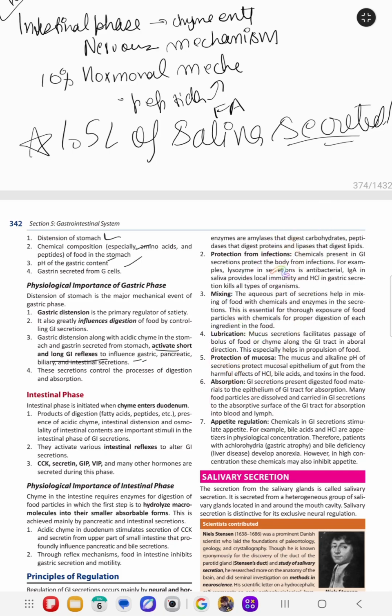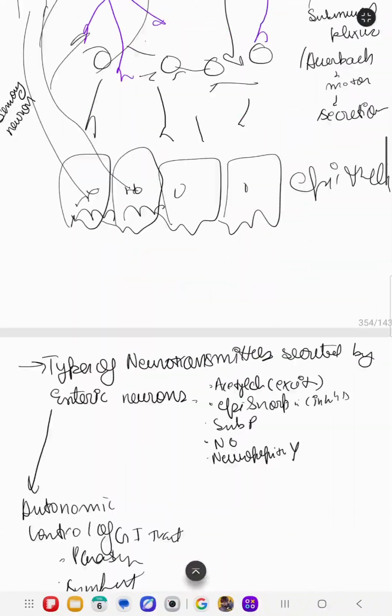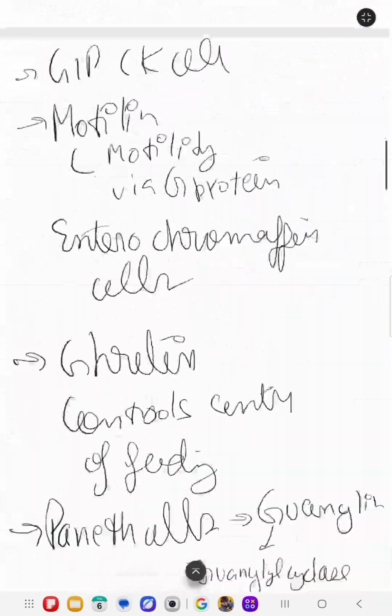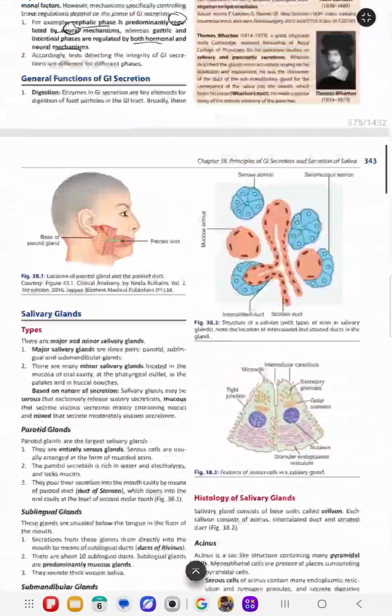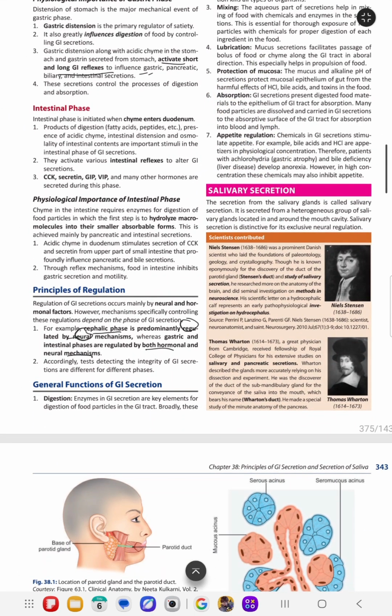Short and long reflexes, we studied them but didn't dive deep into it, and it's not that difficult. Long means it goes to the brain, whereas short means it just stays in the intestine. Now the intestinal phase: chyme enters the duodenum, involving CCK, secretin, glucose-dependent insulinotropic peptide, and vasoactive intestinal peptide.